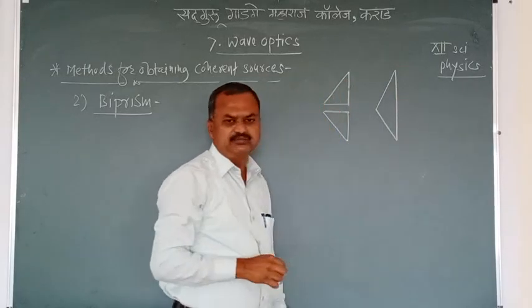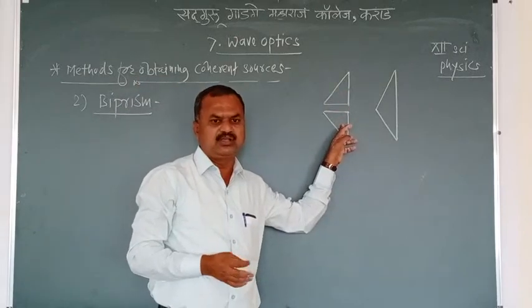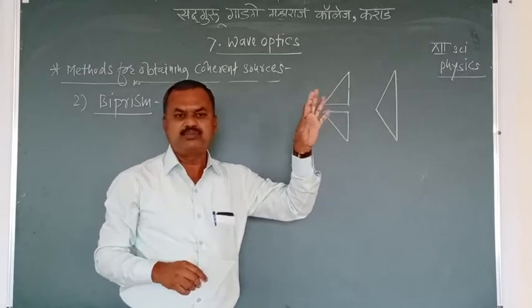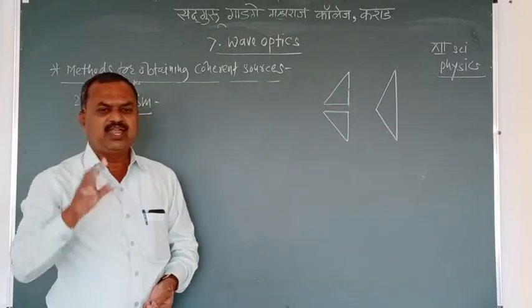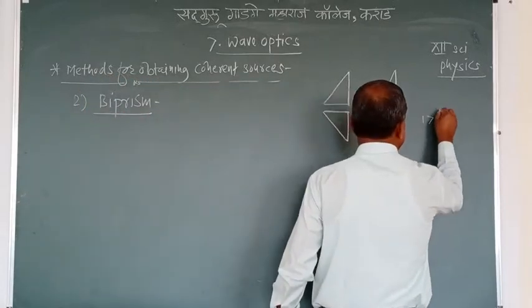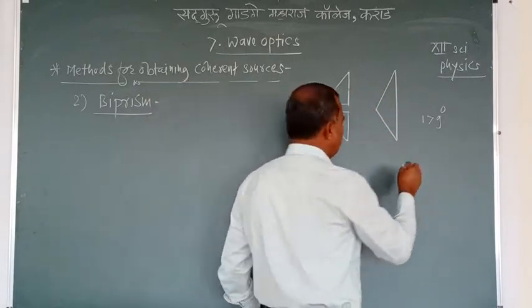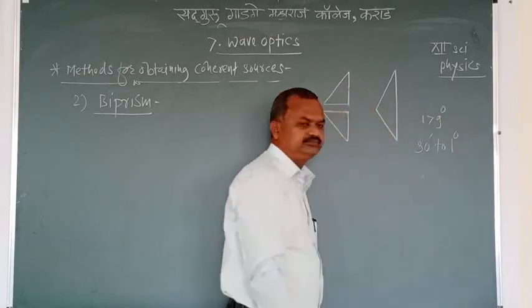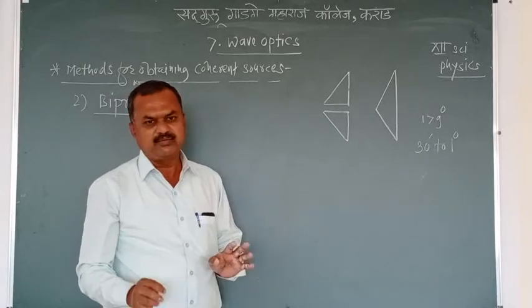This is a biprism made up from two thin prisms combined together with their bases. Such a figure is called a biprism. This biprism has a very large vertex angle of about 179 degrees and a very small refracting angle of about 30 minutes to 1 degree. Such a prism is called a biprism.